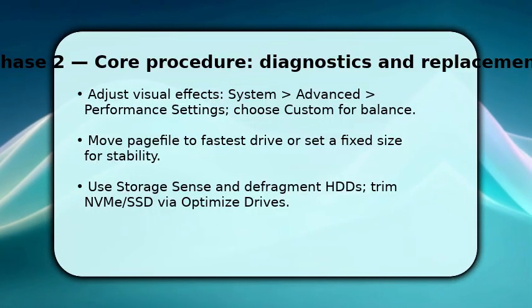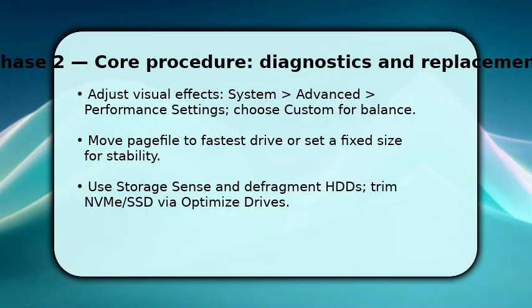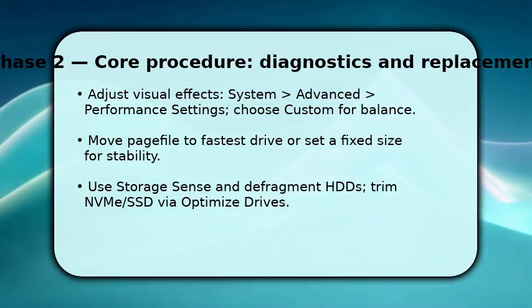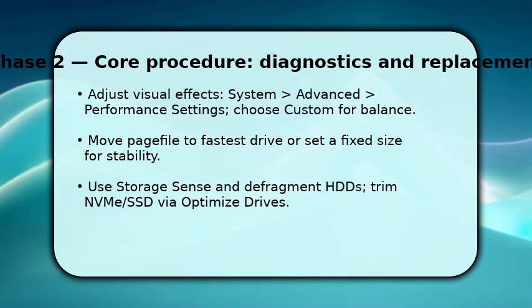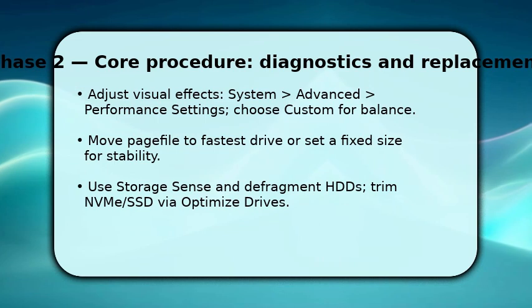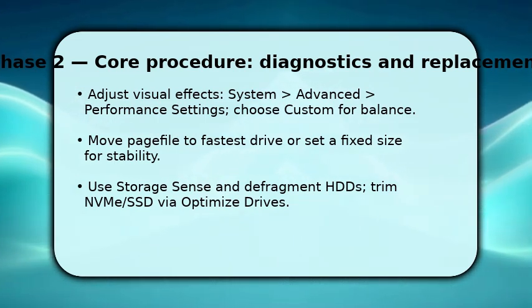For drives, run defrag on HDDs and trim on SSDs using optimized drives. This maintains throughput. Also enable Storage Sense to remove temporary files automatically. Together, these actions stabilize performance and reduce microlags during heavy multitasking.